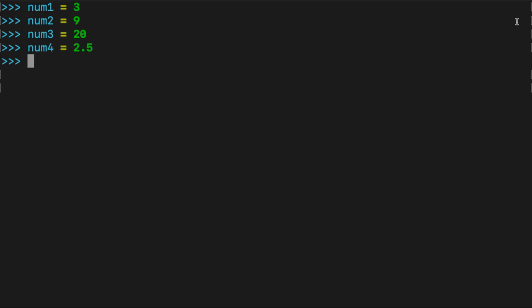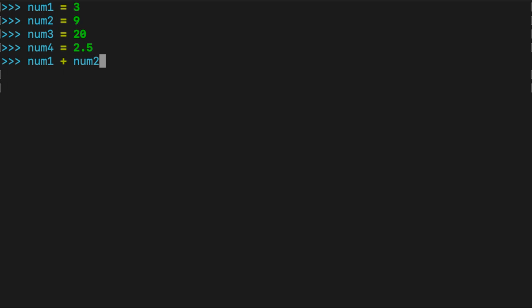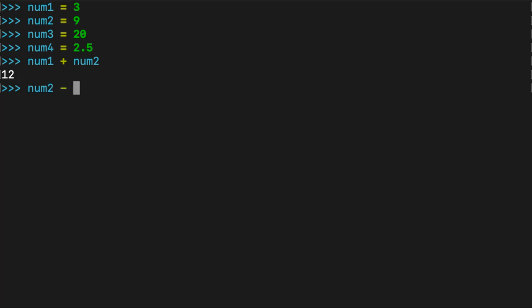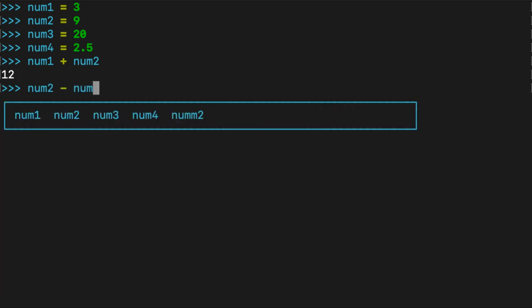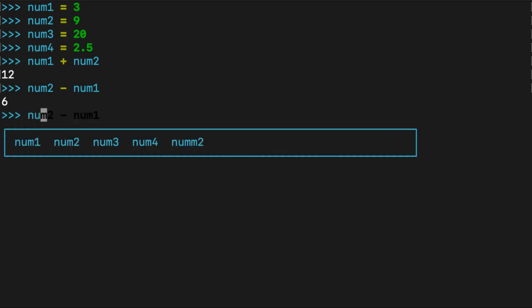Now we can do certain things with these, our operators. I can take my value of num1 and add it to my value of num2, so I'm just performing basic addition, and num1 is 3, num2 is 9, so if I add those values together I'm going to get 12. Fairly straightforward. Likewise is subtraction. If I subtract the value of num1 from the value of num2, that's going to be 9 subtract 3. I'm going to be left with a value of 6. Fairly straightforward, as is multiplication.